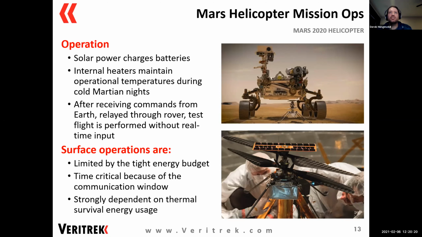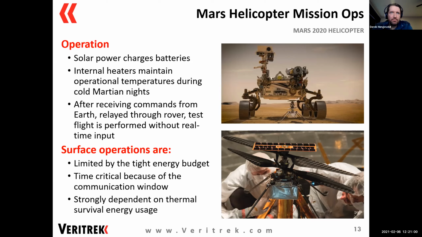Okay, so jumping into the second way that Veritrek is being used: Mars helicopter mission ops. We can see an example of the rover and the helicopter in the upper right, and then the helicopter during some integration in the lower right. So you can see it's very small and lightweight. We talked before, the solar power charges the batteries, and internal heaters maintain operational temperatures during fairly cold Martian nights. And then after receiving commands from Earth, relayed through the rover, the helicopter is going to go out and fly, do it autonomously, and then come back to the rover without any sort of real-time input.